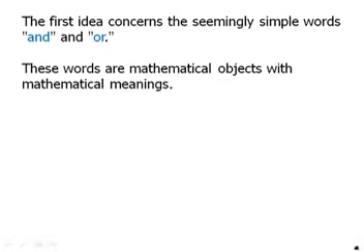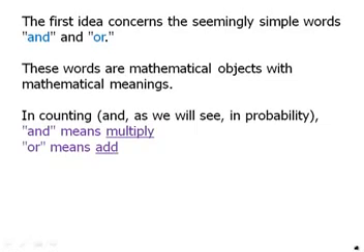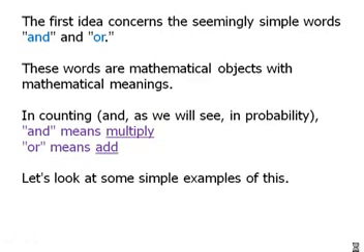The first concerns the seemingly simple words and or. Now, those look like words from ordinary conversation, but in fact, they are mathematical objects with mathematical meaning. In counting, and as we will see in probability, and means multiply and or means add. That's a really big idea right there. So let's think about this a little bit.